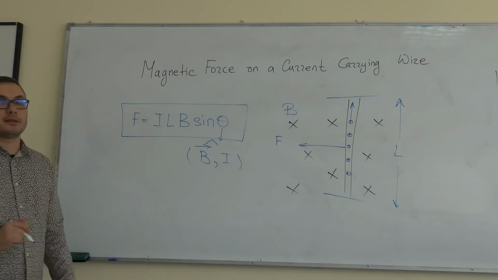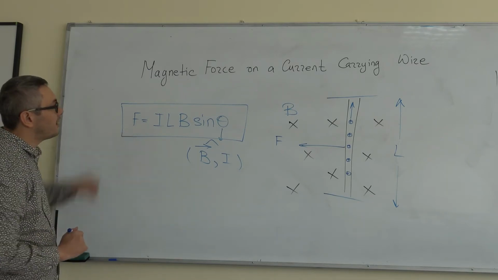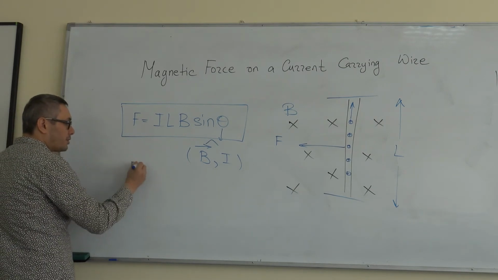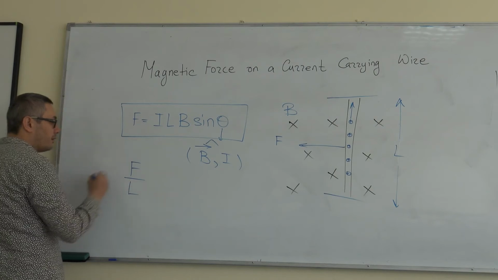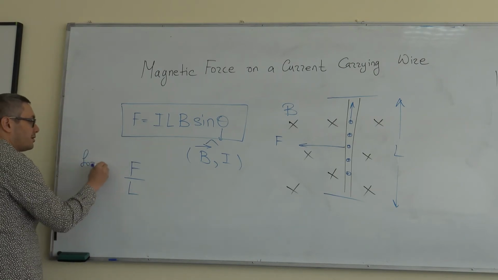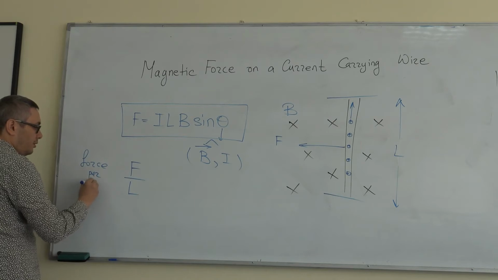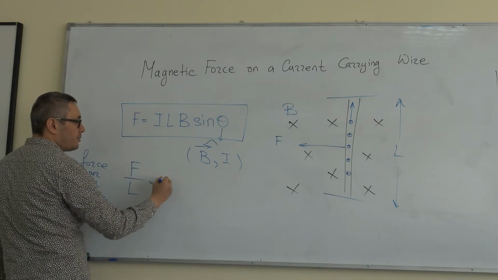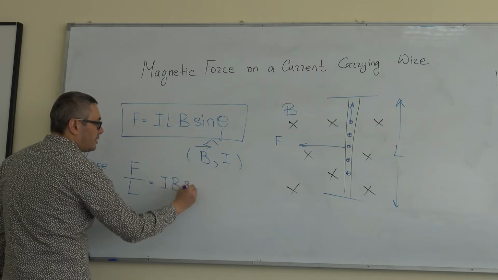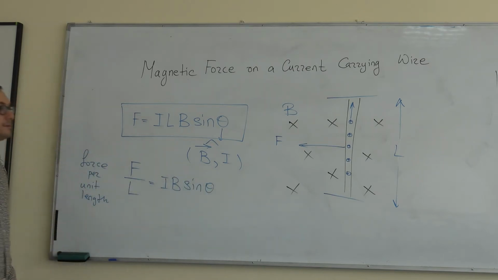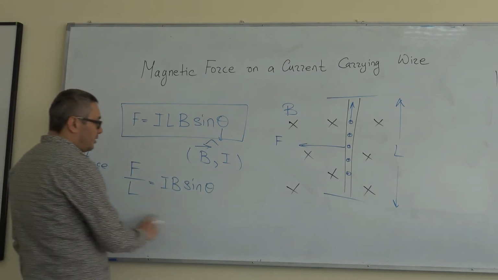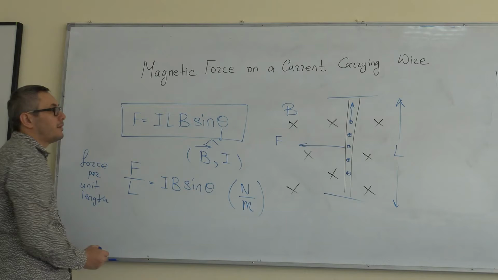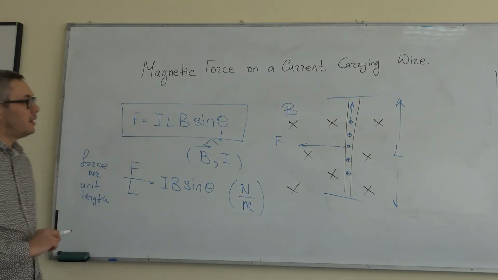Now, sometimes we are interested to know not the actual force acting on a wire, but the force per unit length. The force per unit length would then be just F over L. So this is force per unit length. And according to this, it's just equal to I B sine theta. The units of this would therefore be Newton per meter. The units of force are of course just Newton.